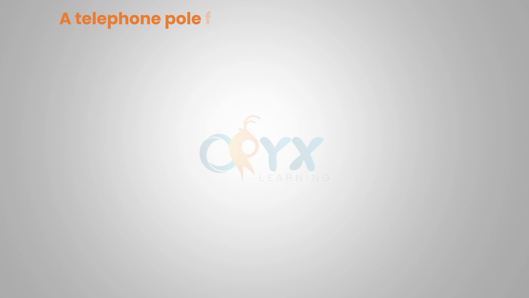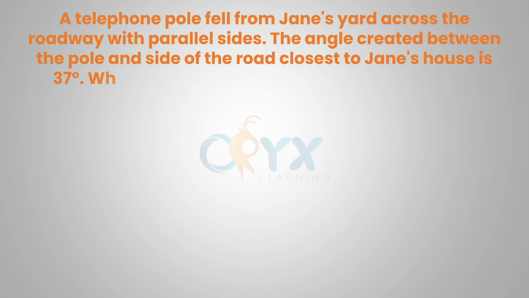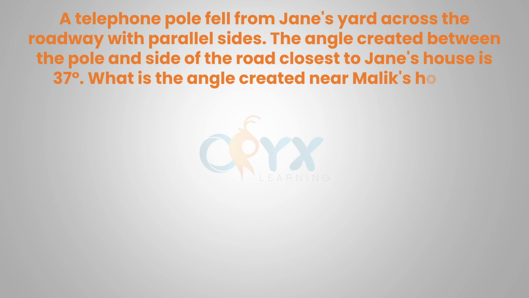A telephone pole fell from Jane's yard across the roadway with parallel sides. The angle created between the pole and the side of the road closest to Jane's house is 37 degrees. What is the angle created near Malik's house?